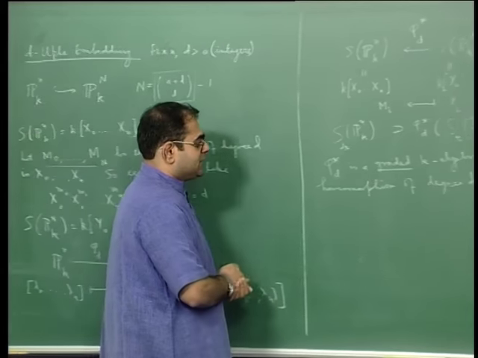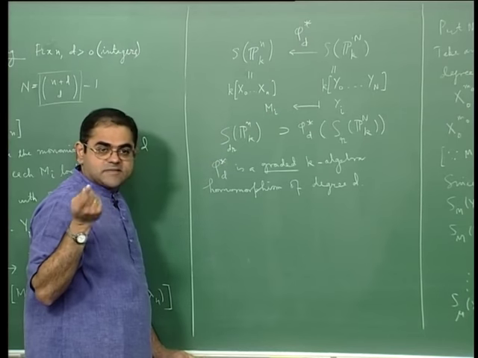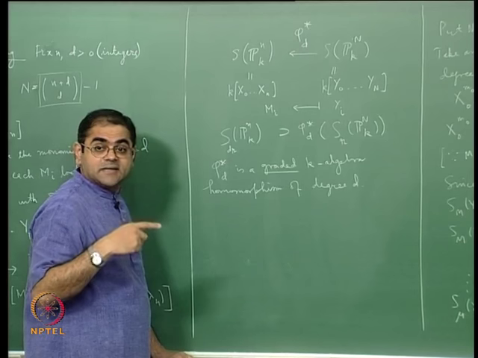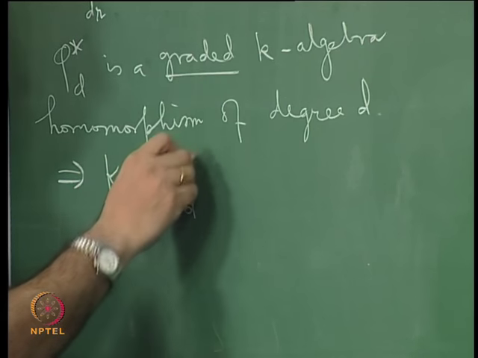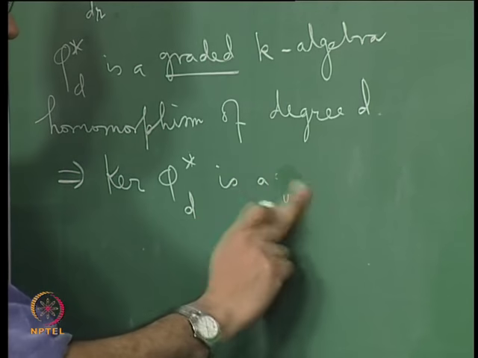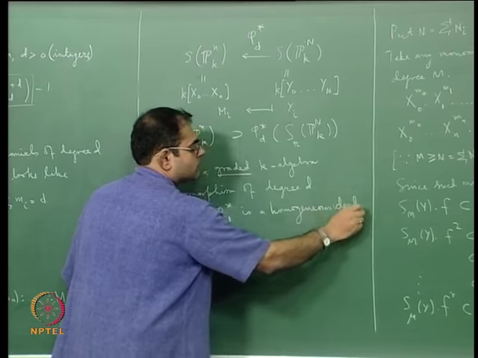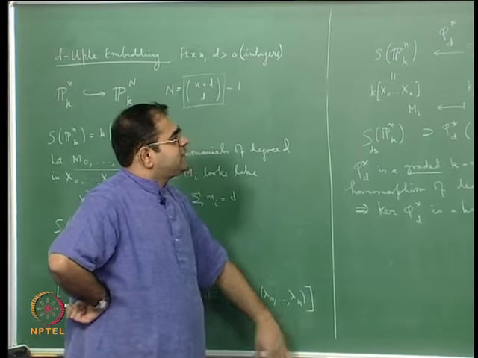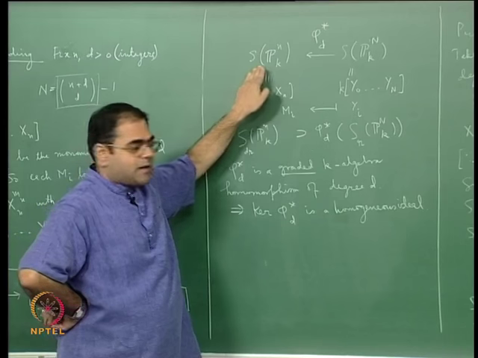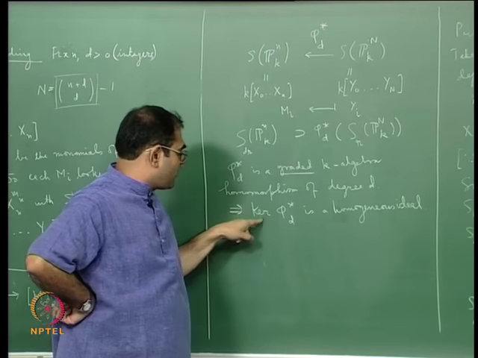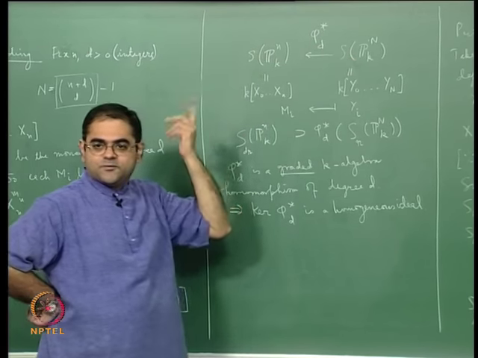Okay. So the fact that this is a graded homomorphism will tell you that its kernel, a kernel of a homomorphism, is always an ideal. But the fact that it is graded will tell you that the kernel is a homogeneous ideal. So this will imply that the kernel of phi d star is a graded ideal, a homogeneous ideal. I am just saying that if a polynomial here goes to 0, which is the same as saying that the polynomial belongs to the kernel, then every homogeneous part of that polynomial also individually has to go to 0.